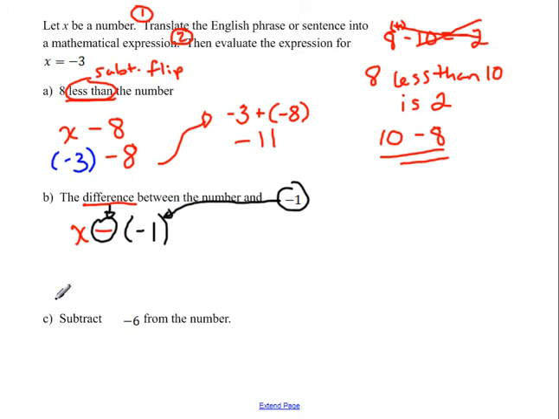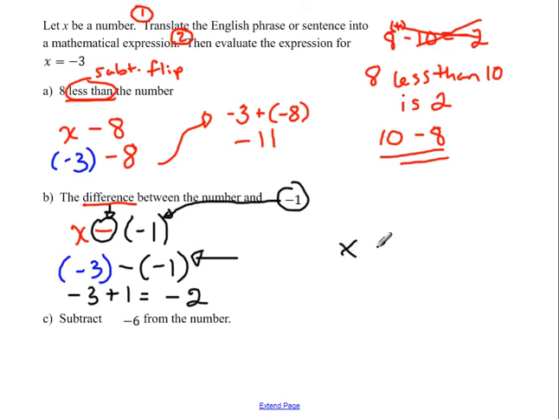Now if we do our evaluating for x is -3, -3 minus -1, well that's the same thing as -3 plus 1, which would give us -2. Be very mindful on this one with these parentheses here. We wouldn't want to write down x minus -1. We don't want those two negative signs sitting there next to each other without the parentheses to separate them out.